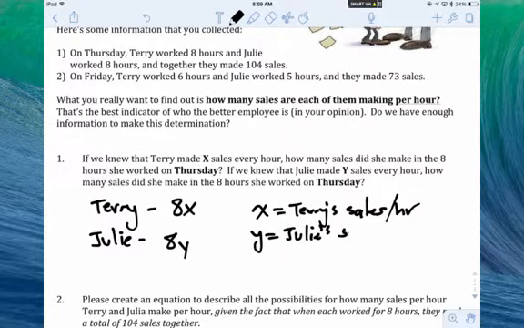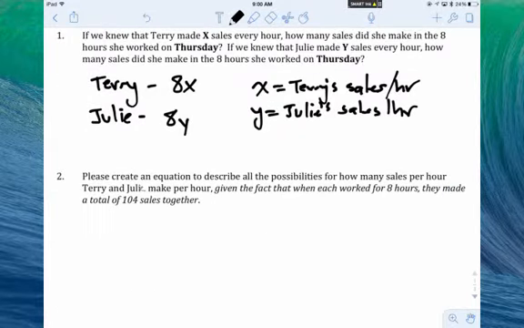sales per hour. And in general, whenever we are defining our variables in order to create some equations and eventually find out some information, how do I typically define my variables? I define them to be that which we don't know and that we'd like to know. And what you want to know is, how many sales are each of them making per hour? So that's what we're going to define our variables to be. X is going to be the number of sales that Terry makes every hour, and Y will be the number of sales that Julie makes every hour.